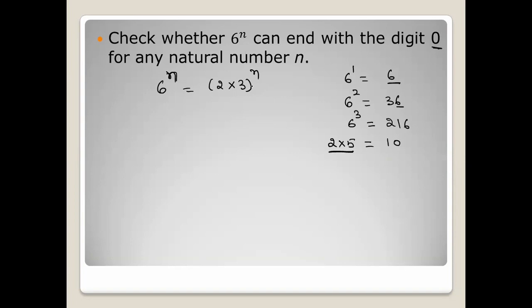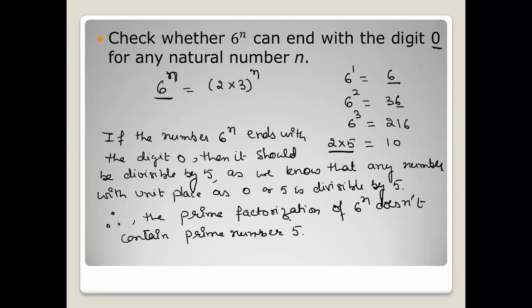So how are we going to write this one now? We can say that if the number 6 raised to the power n ends with the digit 0, then it should be divisible by 5. As we know, any number with the unit place as 0 or 5 is divisible by 5.